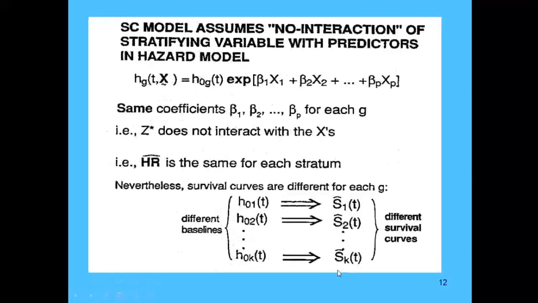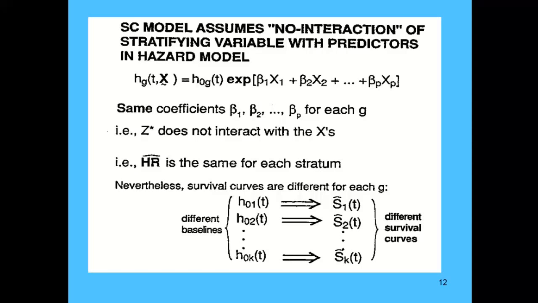Okay, now let's say a little bit more about the stratified, the no interaction version. As we already saw with the remission time example, for this general model, you have the same coefficients for each G. So there's no interaction between the variables that are in the model and the variables that you're stratifying on. That means that the hazard ratio is the same for each stratum. It doesn't matter whether you're male or female. If you're stratifying on sex and that's the only variable you're stratifying on, the hazard ratio is going to be the same, whether you're male or female, in a no interaction model.